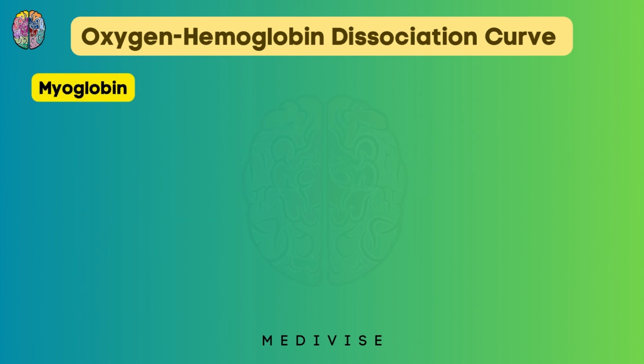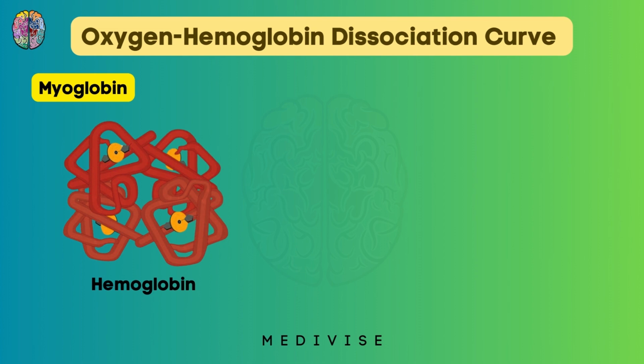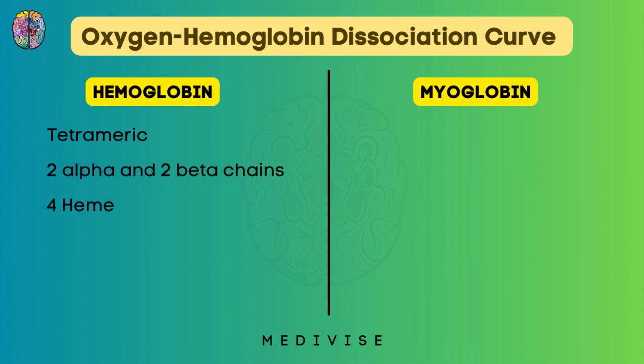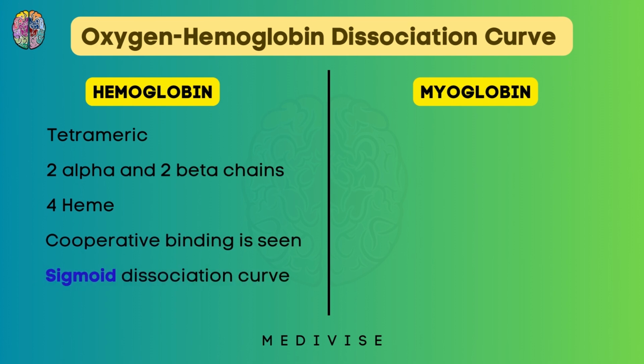Now finally, coming to myoglobin, what happens here? Here again we have the adult hemoglobin and here we have the myoglobin. Let's see what the exact differences between them are. Hemoglobin is tetrameric, meaning it has 4 chains, 2 alpha chains and 2 beta chains. It also has 4 heme and cooperative binding is seen here. Finally, the oxygen hemoglobin dissociation curve here is sigmoid in shape.